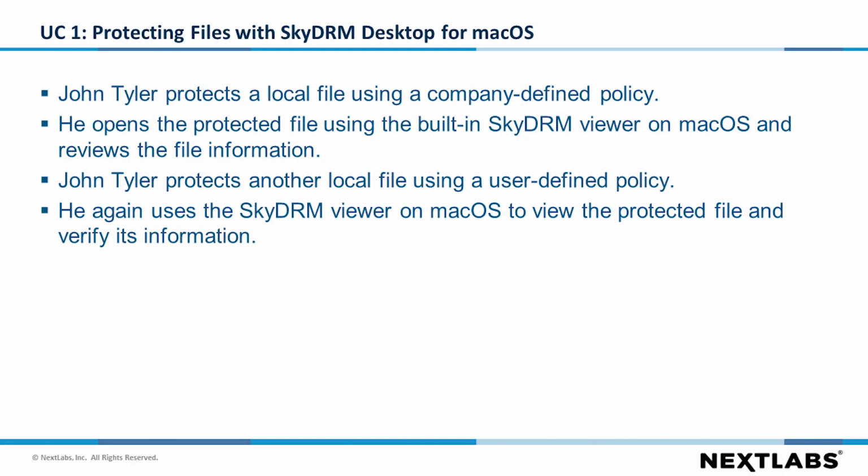Use Case 1: Protecting a file with SkyDRM Desktop for macOS. John Tyler protects a local file using a company-defined policy. He opens a protected file using the built-in SkyDRM viewer on macOS and reviews the file information. John Tyler protects another local file using a user-defined policy. He again uses a SkyDRM viewer on macOS to view the protected file and verify its information.